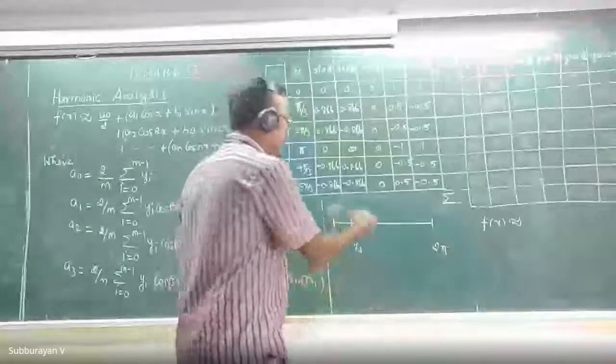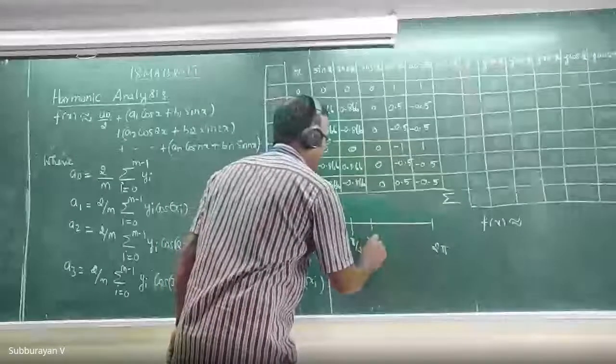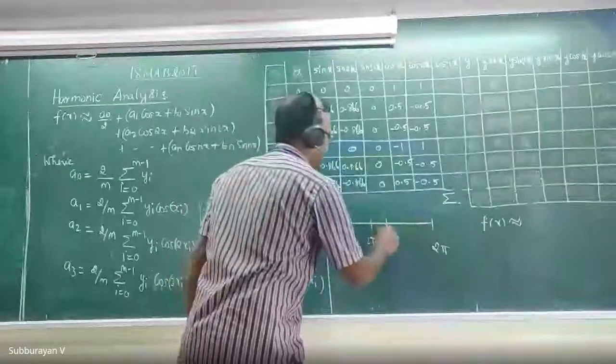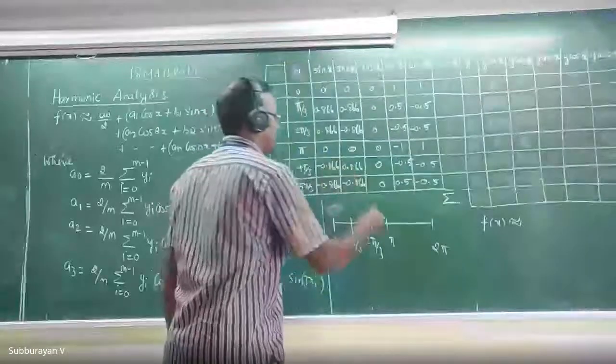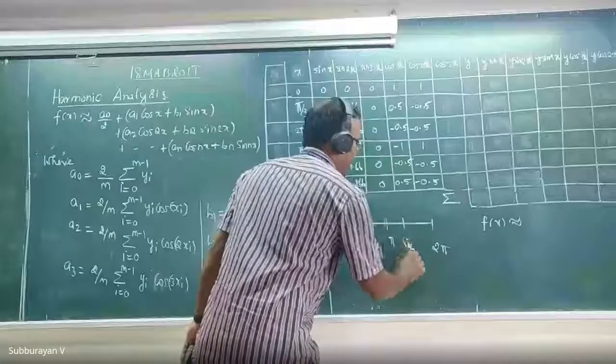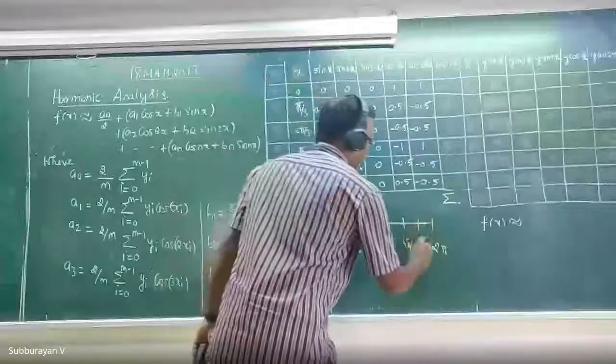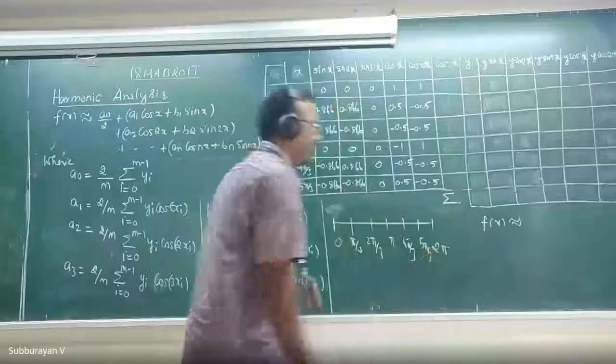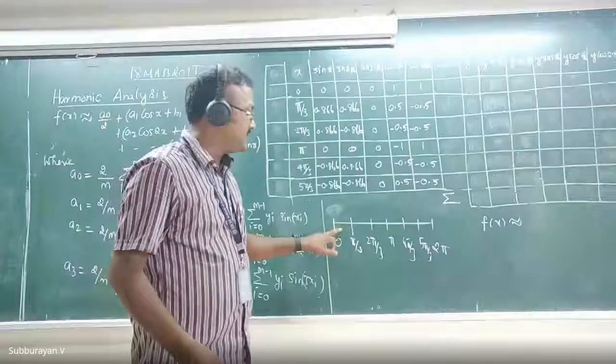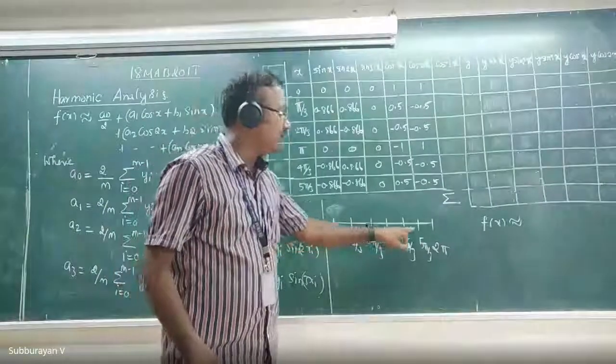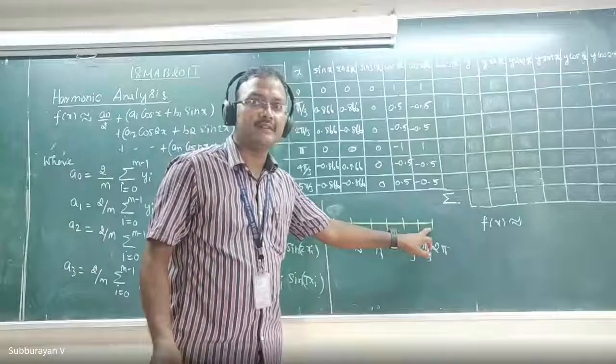Then the second value is 2 pi by 3, the third one is pi, the fourth one is 4 pi by 3, and the fifth one is 5 pi by 3. Now how many intervals? There are 6 intervals: 1, 2, 3, 4, 5, 6. That is m equal to 6 here.